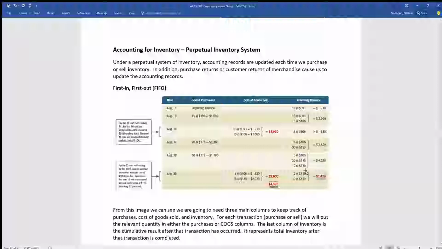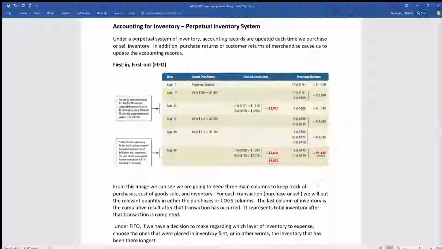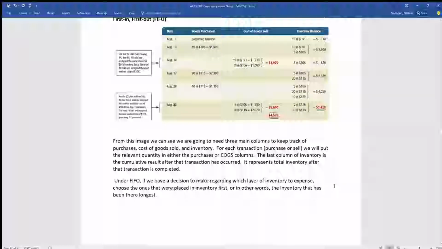Here, you're also going to get the ending inventory balance. This is whatever is on the last transaction of that month, what's left in inventory. Here, we only have 2 left of this original 20 at 115. We still have the 10 at 119. So our ending balance currently is 1,420. Okay, that's first in, first out using the chart. So again, all this right here belongs to that.